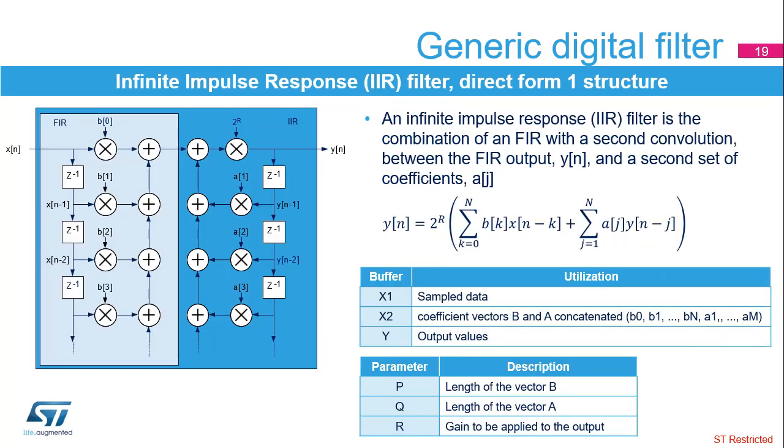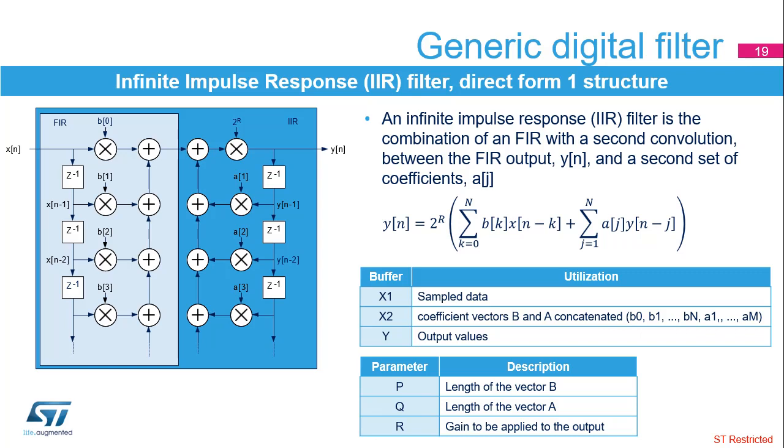The IIR filter output vector Y is the convolution of a coefficient vector B of length N plus 1 and a vector X of indefinite length, plus the convolution of the delayed output vector Y with a second coefficient vector A of length M. To implement the IIR in the FMAC, the buffers are used as follows.